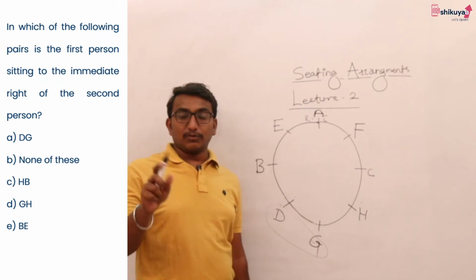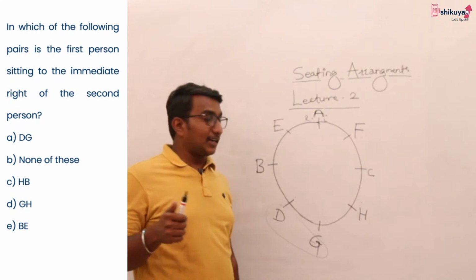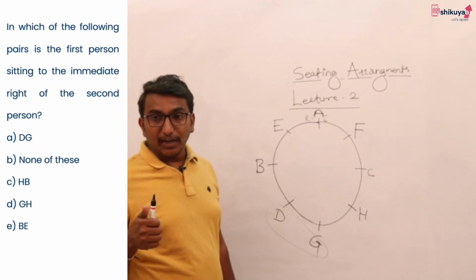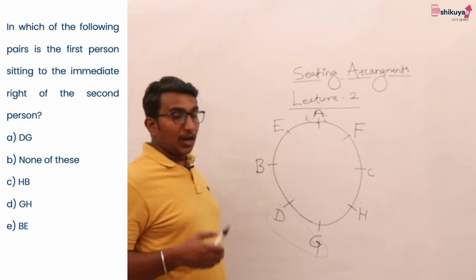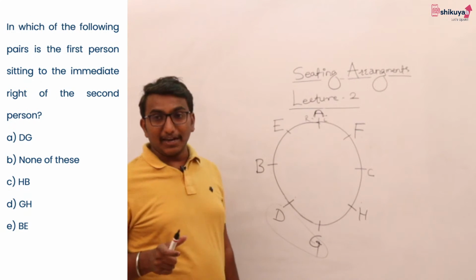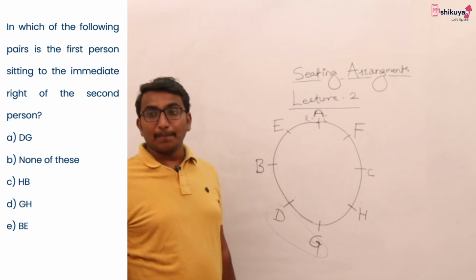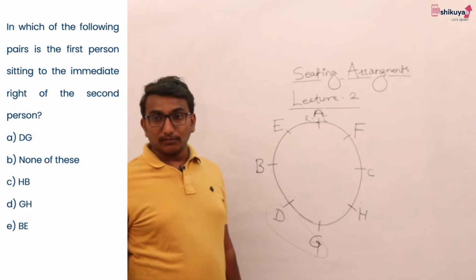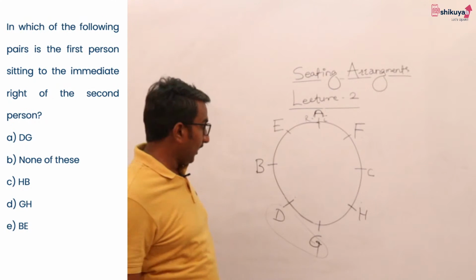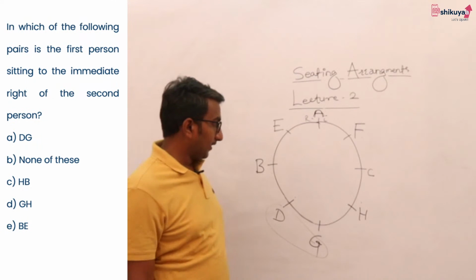Okay, the question must be corrected. All the pairs, that is right from DG, then HB and BE, are seated immediately next to each other. So the question must be who is not sitting next to each other. So your answer must be HB. Okay, next.